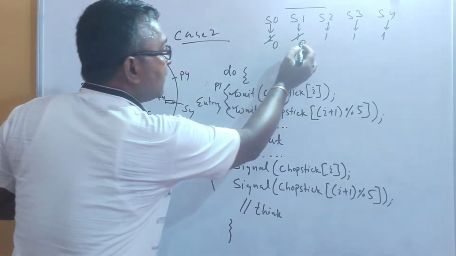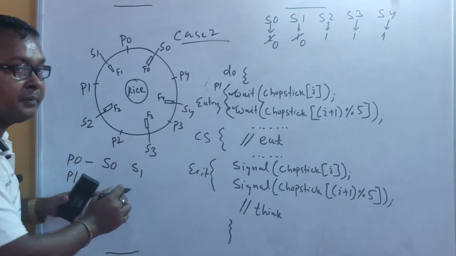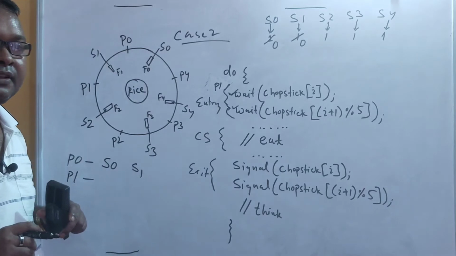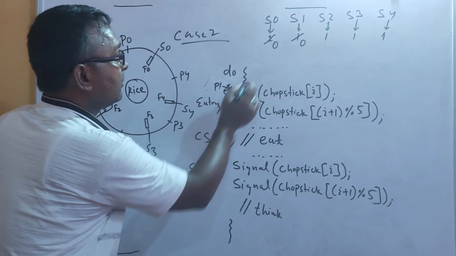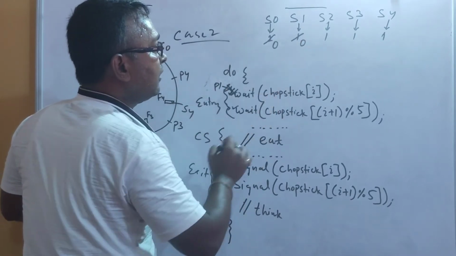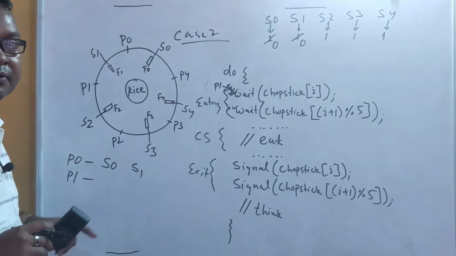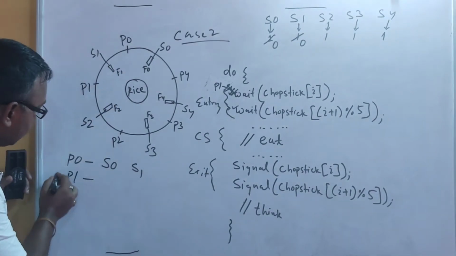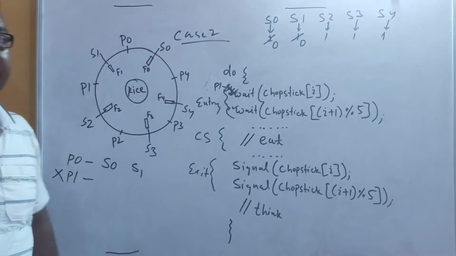Right? The semaphore S1 is already 0. So P1 will not be allowed to enter into the table. From here only it is getting blocked, because the semaphore value of S1 is already 0, which is made by P0. That means P0 is eating the rice. So P1 will be getting blocked and P1 will not be allowed to eat the rice.